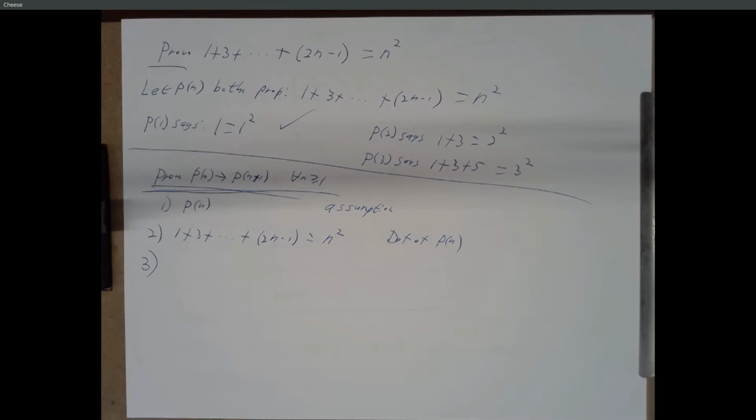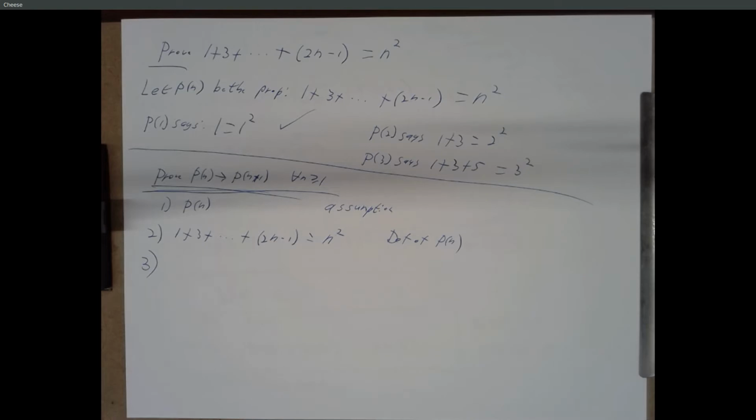We'll start with the summation that goes up to 2n plus 1. Okay, why? Because that's what we have to prove equals n plus 1 squared. Okay. So, let me show you a trick you can do.